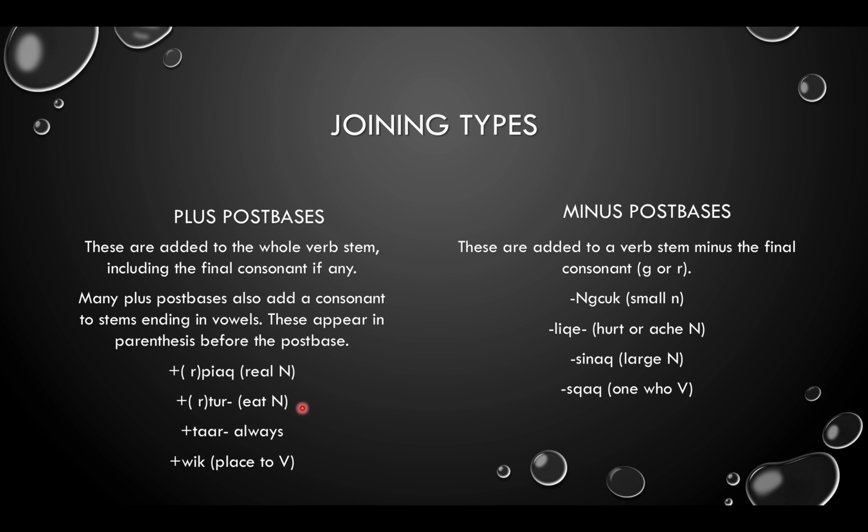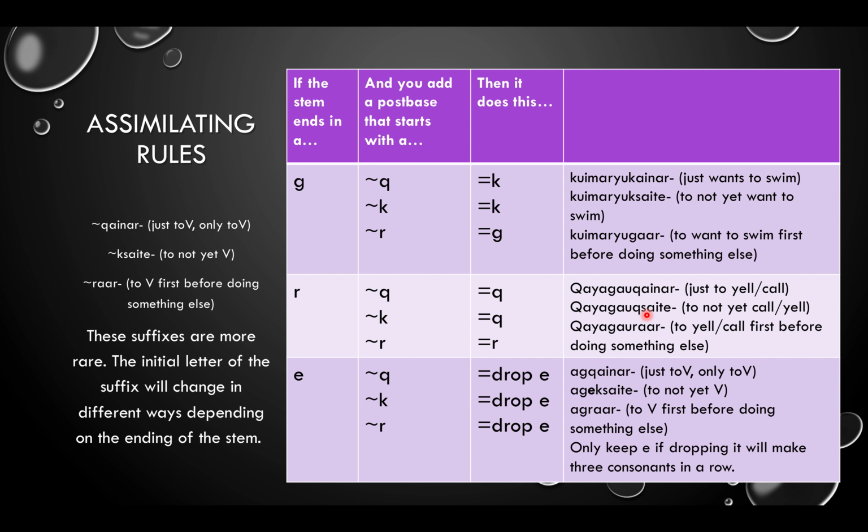Minus postbases are added to a verb stem minus the final consonant G or R. So if you're adding ungjuk, that N shouldn't be capitalized. If you're adding ungjuk to a stem that has a G, you'd take the G off before adding ungjuk to the end of it. And we'll go over more of those examples in a few slides.